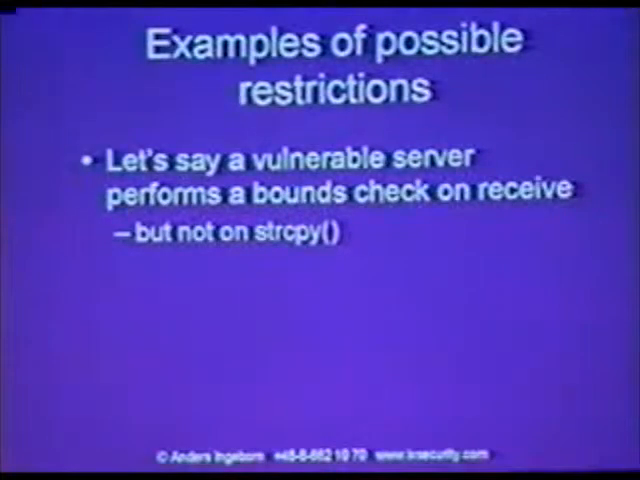But let's say some vulnerable server performs a bounds check. Let's say it receives data over a network connection and implements some sort of bounds check on the receive call, but then not on internal copy functions or such. Then we have a restriction. Then we have a bounds check that we have to somewhat get around to exploit this application.